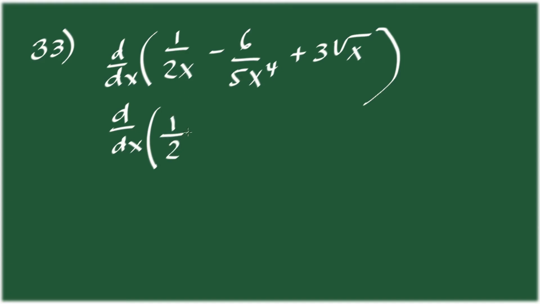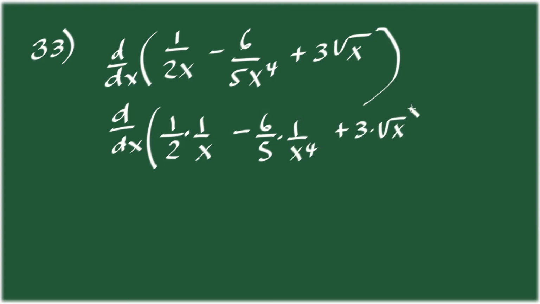express this as 1 half times 1 over x. And then this 6 over 5x to the fourth, we can also do the same. So 6 fifths times 1 over x to the fourth, and then plus 3 times the square root of x. So this is a reciprocal right here, 1 over x. This is also a reciprocal of x terms, right?